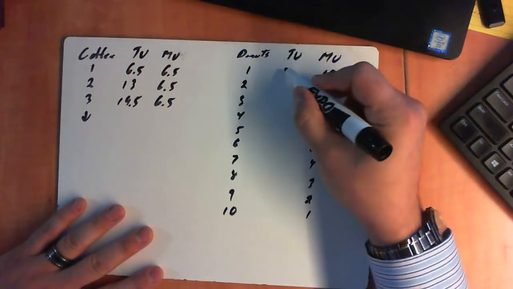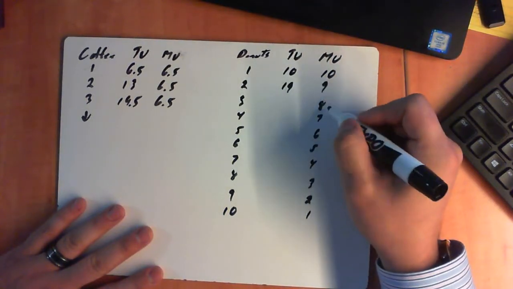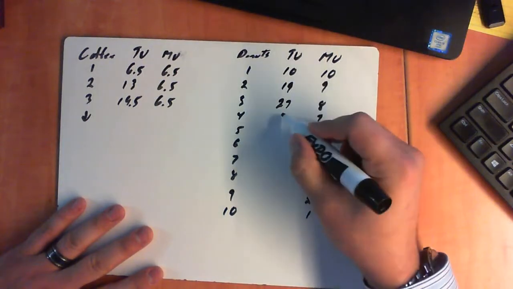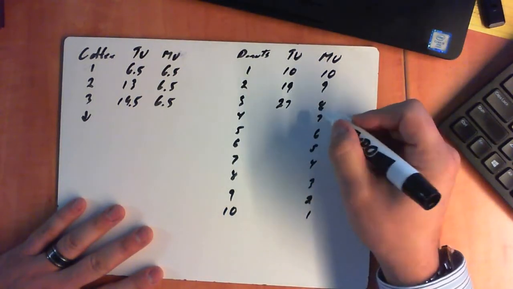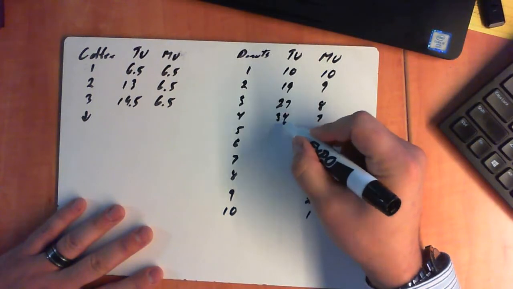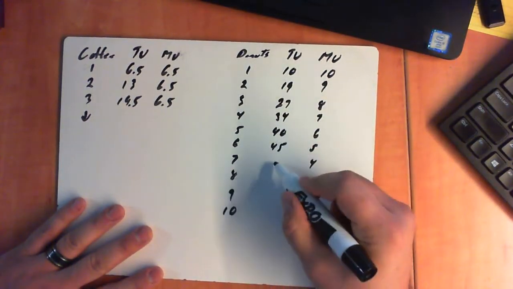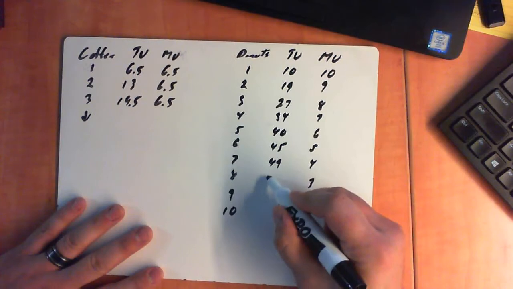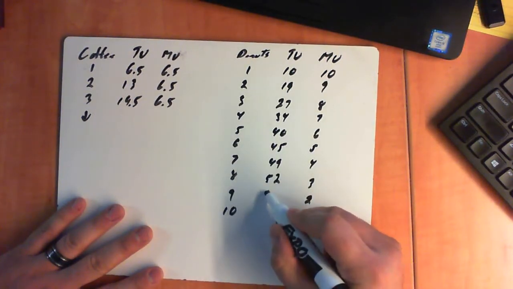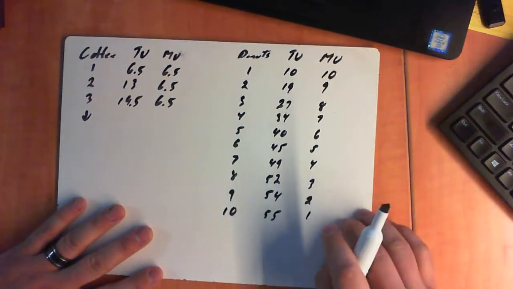So the total utility for the first donut is 10. The second donut, the total utility is 19. For the next one, it's 27. So we're going to add 7 to that, so we have 34. 6 is 40. 45. 49. 52. 54. And 55.